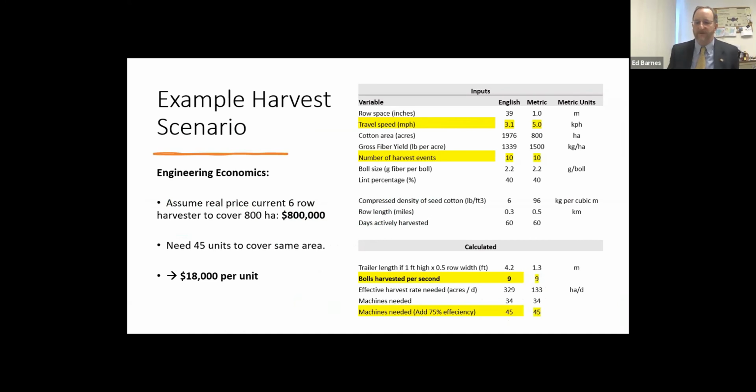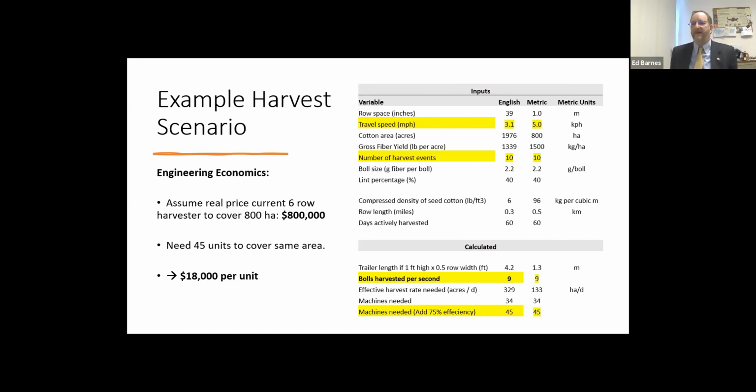I'm not going to bore you with these numbers. I'm an engineer, I like to talk numbers. I would just say there are a few things where we've run some equations. I'm going to pull one scenario. If we had an autonomous machine that could go between 2 rows of cotton at 5 kilometers per hour, and we wanted to harvest a field 10 times between the time the boll opened and the time we considered the harvest complete, we would have to harvest 9 bolls a second.